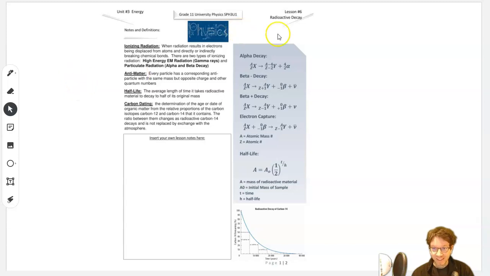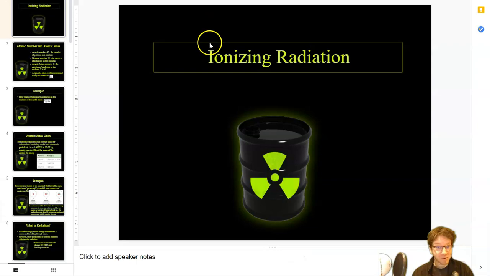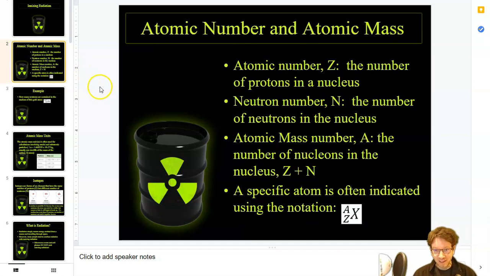Alright, so today's lesson is number 6, Radioactive Decay, and I have a PowerPoint we're going to go through here. There's still a little bit of math and problem solving in today's lesson, but we're going to do some review of chemistry, and then we're going to look at specifically radiation, radioactive decay. Alright, so quick review of chemistry.